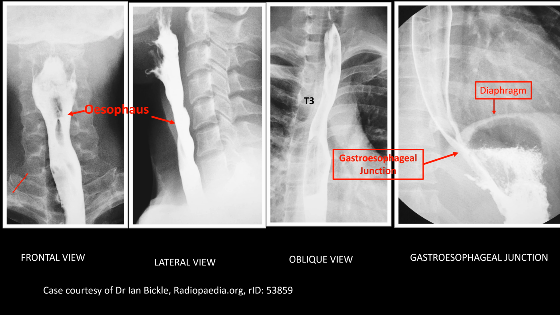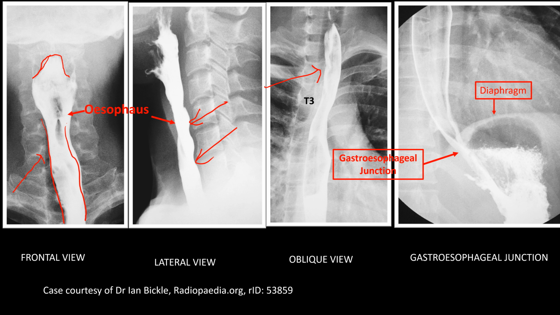This is the frontal view of the cervical part of the esophagus in barium swallow technique, where we can see the esophagus from the pharynx to the lower part of the cervical. This is the lateral view. Here we can see the normal curvatures and structures of the esophagus.